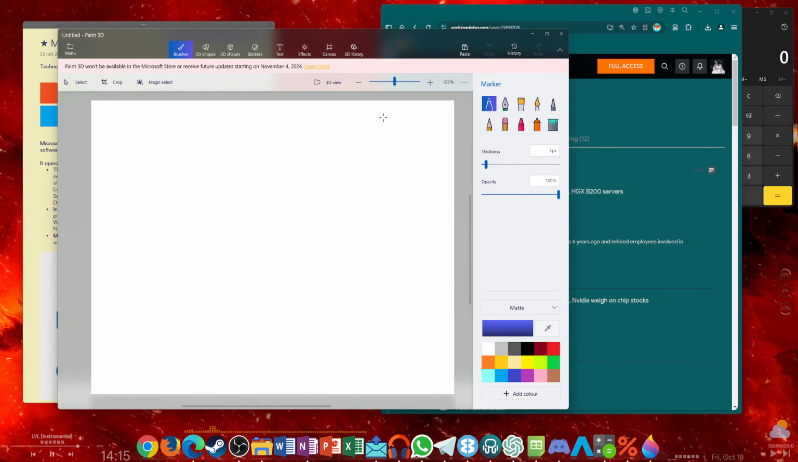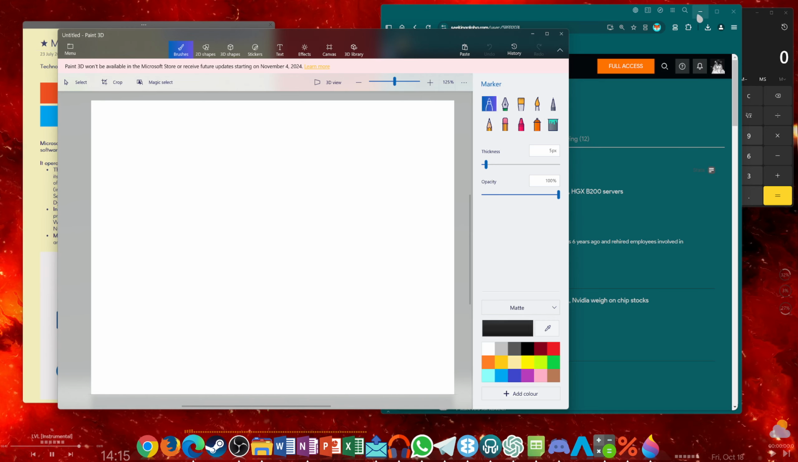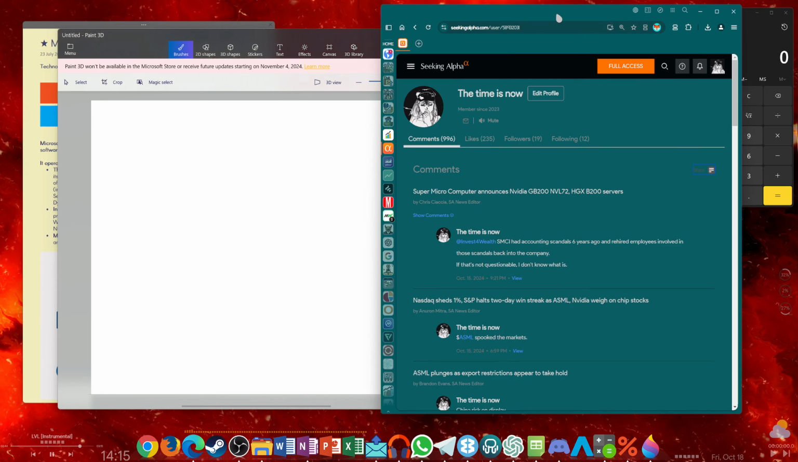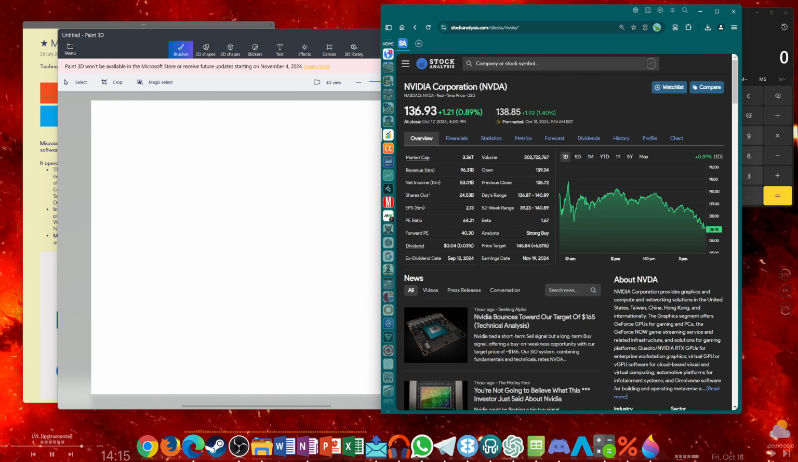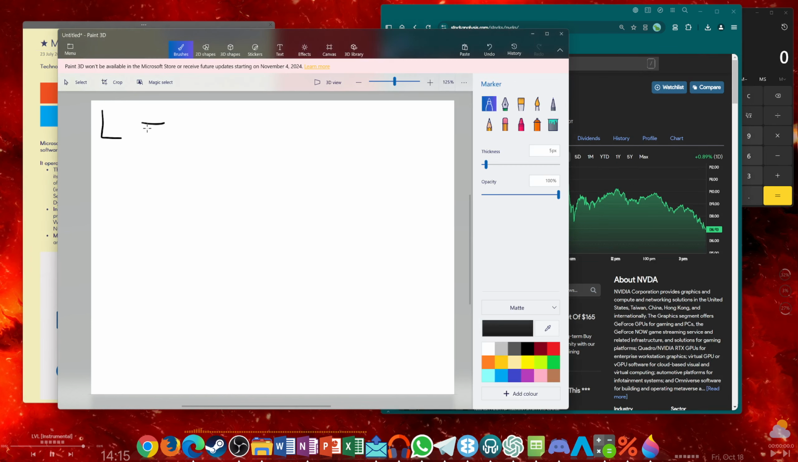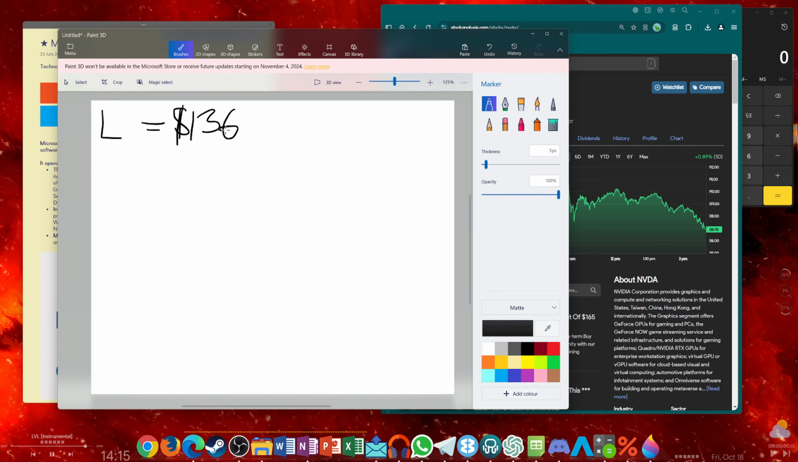Anyway, for example, let's say we've got Nvidia. Nvidia is currently $136, so live price equals 136.